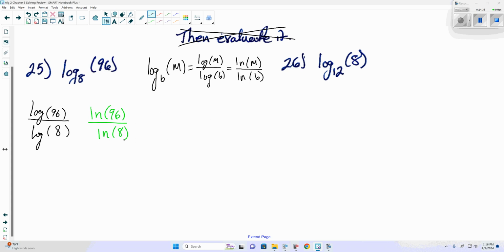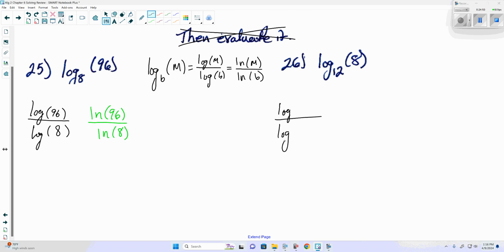The change of base lets us change the base to whatever we want, either base 10, as the first one we have, or base e. Let's look at the next one.